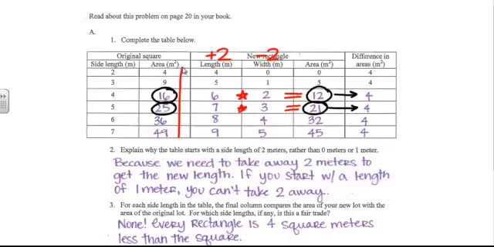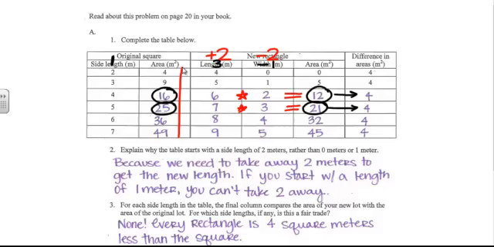And then your questions. It says, explain why the table starts with a side length of 2 rather than 0 or 1. So if we would have started with a side length of 1 here, we could have done the add 2 part, our new length would have been 3, but when we had to subtract 2, we would have ended up with negative 1, and that obviously can't happen if we're talking about an actual rectangle. And 0 is the same reason why.